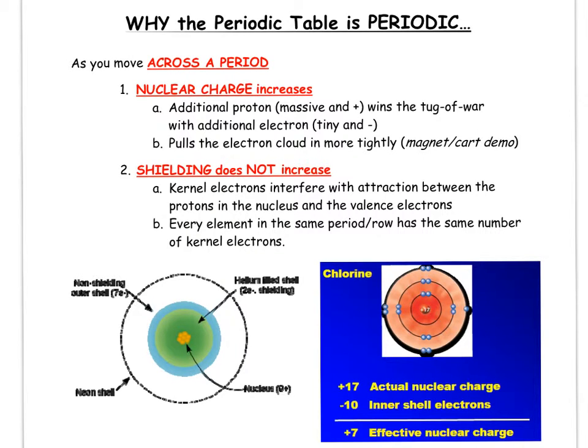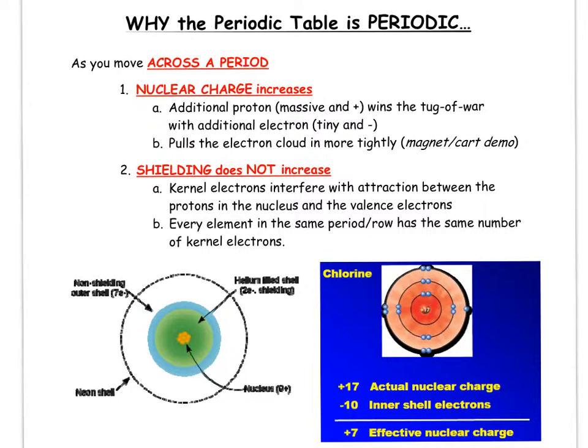We need to talk about why the periodic table is called the periodic table. We talked about this a little bit in video 1, why the periodic table is periodic, and it's because as we go across a period, there are patterns that repeat itself. I want you to take a moment and write these notes down in your interactive notebook, and then we're going to talk about them.